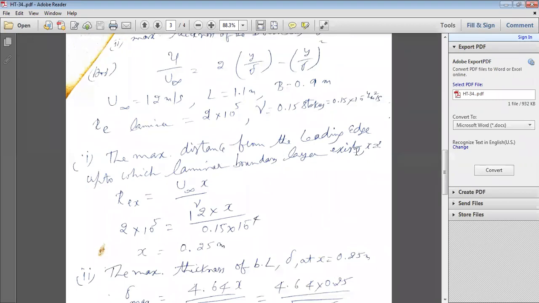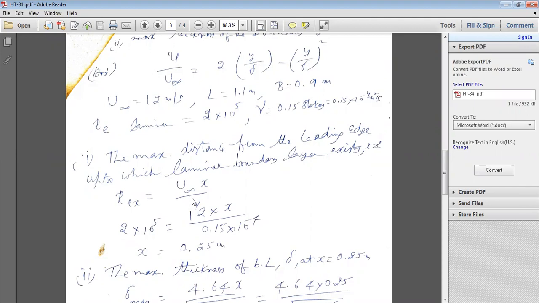Now, the maximum distance from the leading edge of the plate up to which laminar boundary layer exists. That's why Reynolds number Rex, how to calculate? Density into velocity into x by dynamic viscosity mu.